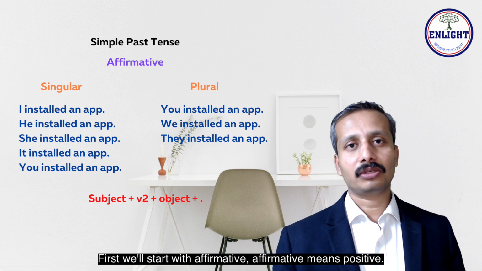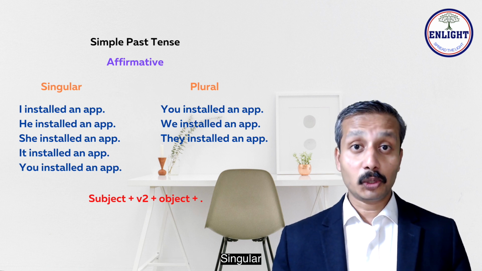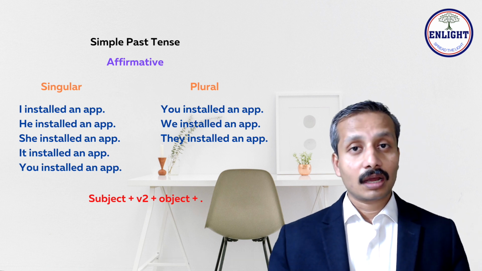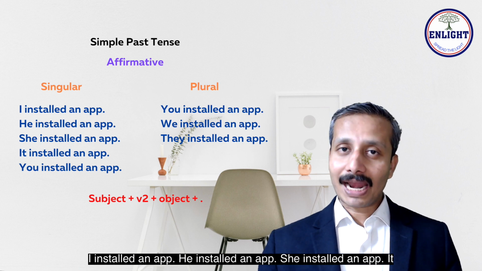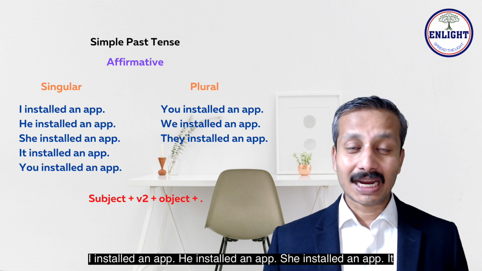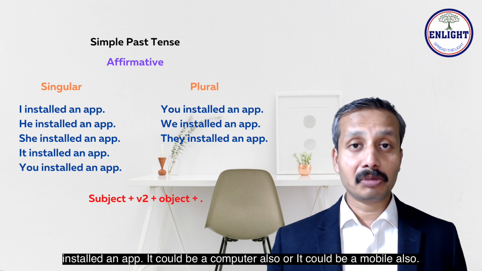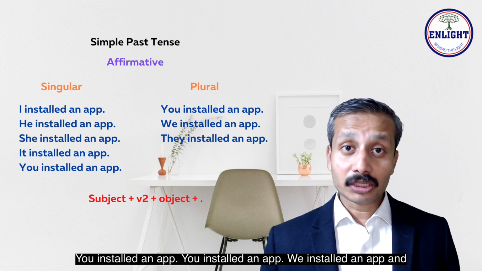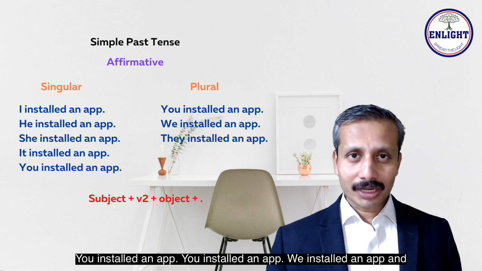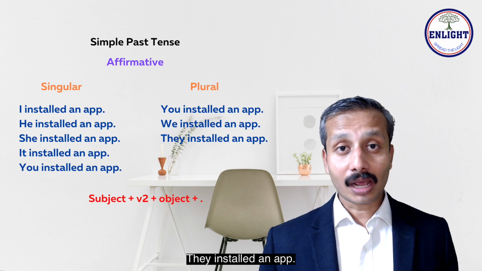Affirmative means positive. Simple past tense affirmative singular. I installed an app, he installed an app, she installed an app, it installed an app. It could be a computer also, or it could be a mobile also. You installed an app, you installed an app, we installed an app, and they installed an app.